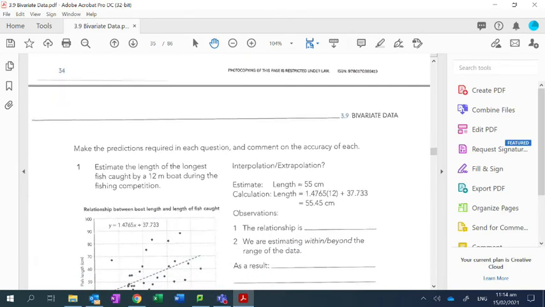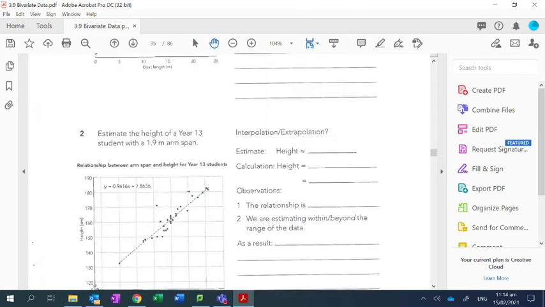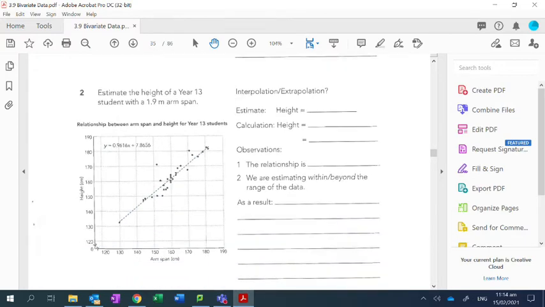Okay. Now in these models, of course, you're going to be filling in the blank. So if there's a blank, you need to put something. Okay. So let's just look at this one. Estimate the height of a year 13 student with a 1.9 meter arm span. Is this interpolation or extrapolation for 1.9 meters? Yeah, 1.9 is 190. Okay, I don't know why they changed units, but that's no big deal. So that's right here, and that is not in your data set, is it? So that's extrapolation.